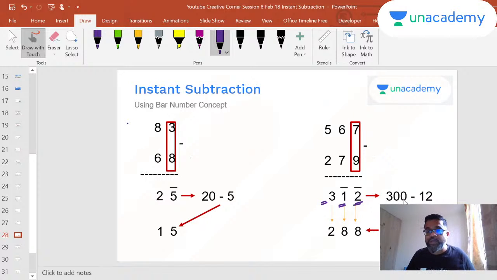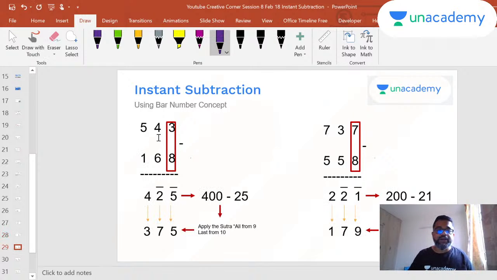And you know what 312 is? 300 minus 12. I can write it as 288. Or if you remember how we were doing that sutra, all from 9, last from 10, I reduce this 3 by 1, right, and it becomes 2. All from 9, 9 minus 8 is a 1, 9 minus 1 is an 8, and 10 minus 2 is an 8. So that's 288, right? So essentially you're converting this bar number to a positive number using the same method that we saw earlier, right? So let's look at a few more examples and then it'll be clear.